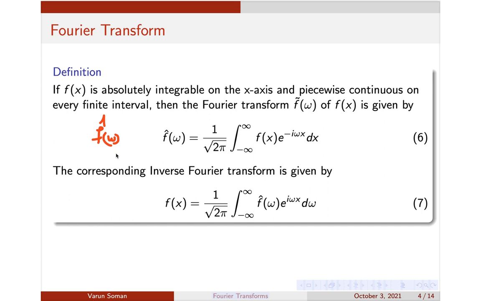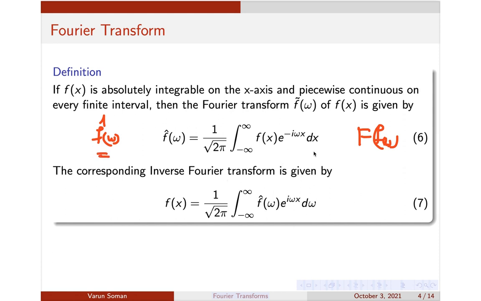So this is the Fourier transform. It is represented by the symbol f cap of omega, or you can also write it as capital F of x. There are many representations, and you can use any of them. I am using the textbook representation, which is f cap of omega here.